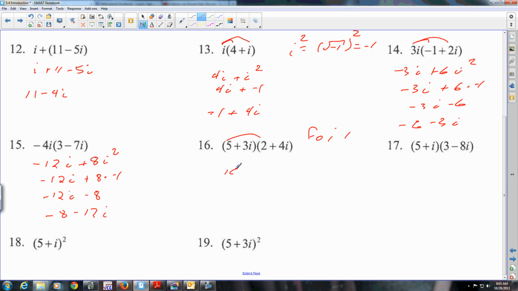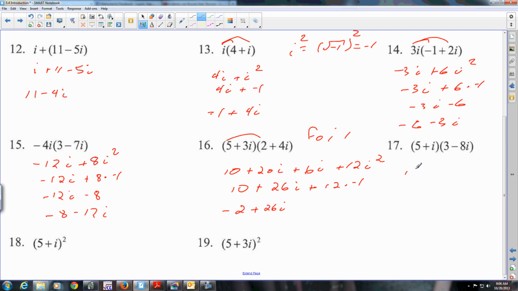So 10 plus 20i plus 12i plus 12i squared. Whoops, 6i. I don't know why I wrote 12. Carried away. Sorry about that, you guys. 6i inside. So you have 10 plus 26i plus 12 times negative 1. So that becomes negative 12, and there's a 10 that can go with it. So negative 2 plus 26i.